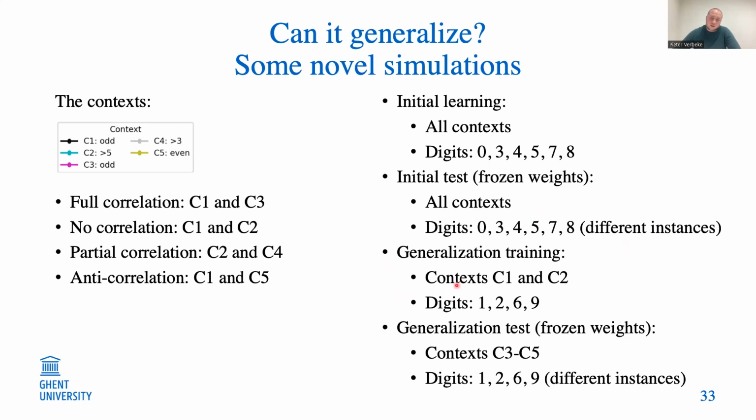Then there is a generalization training stage where I let the network learn in context 1 and 2, so on odd and bigger than 5, on the leftover digits, the left out digits. And then I again freeze the weights and now test on different instances of these digits in the remaining contexts.